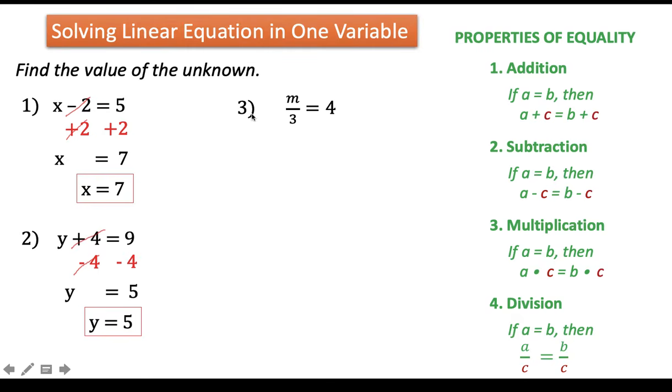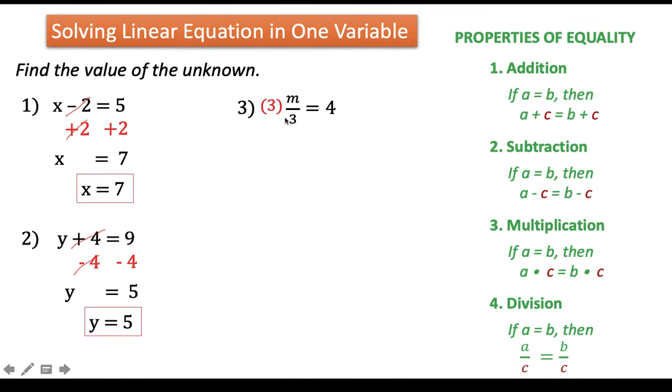In our given number 3, m divided by 3 is equal to 4. So in this case, our variable here is m. If we divide it by 3, it becomes 4. Since our aim here is to isolate the variable m, we're going to eliminate divided by 3. The opposite of divided by 3 is multiplied by 3. So it means we will be multiplying by 3 for us to be able to eliminate this.